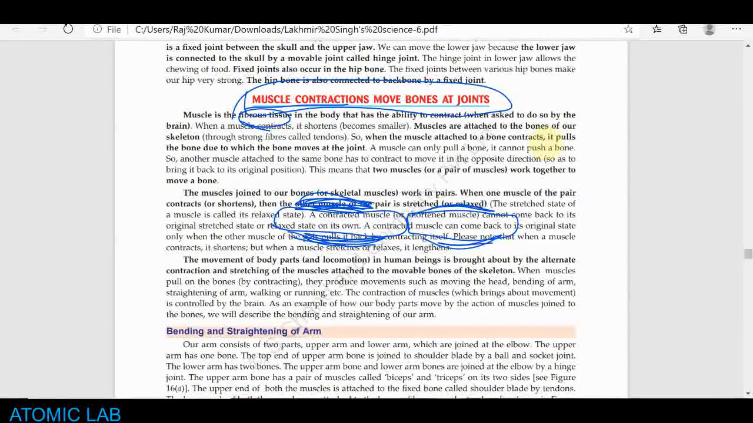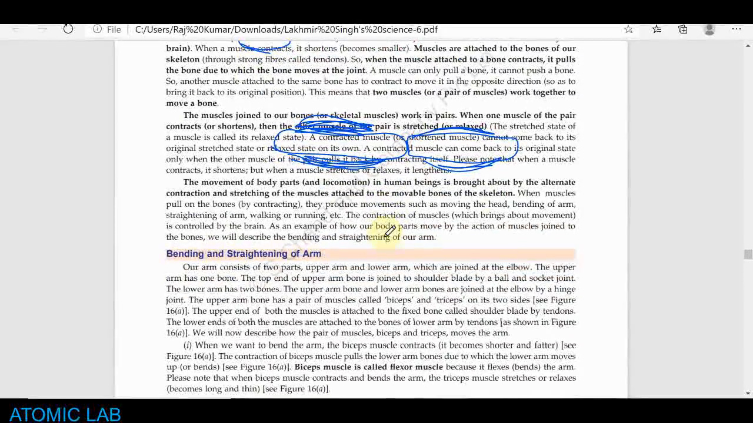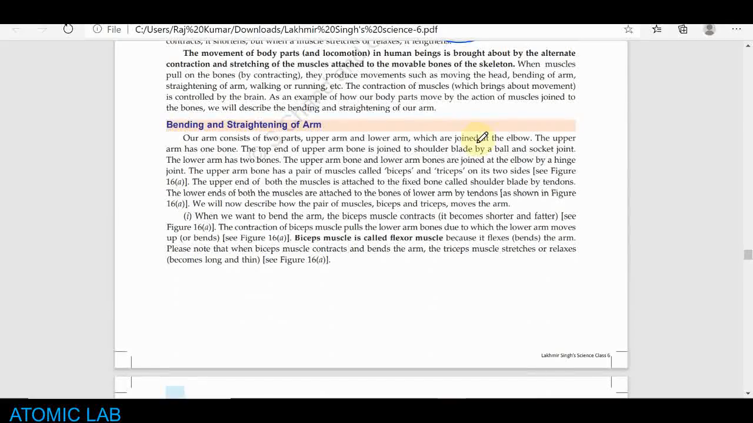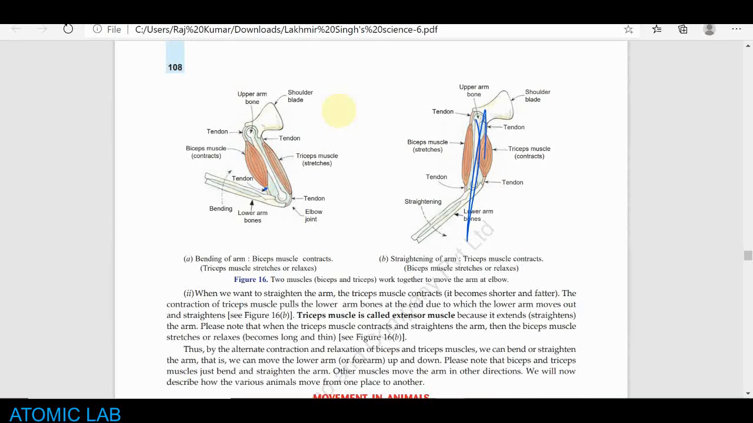So how do they help? By contraction and by relaxation. What is the meaning of them? We will discuss here. During motion, some muscles contract while some muscles relax. We can understand it very well by taking the example of bending and straightening of the arm. Suppose this is the straightened arm.